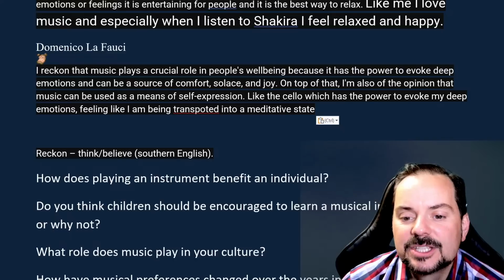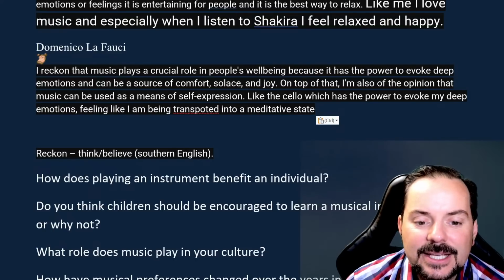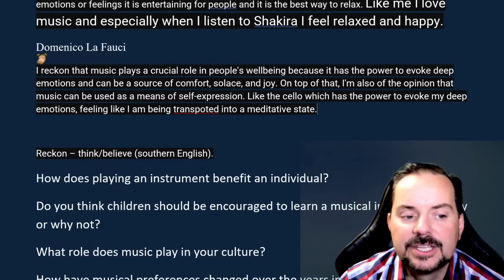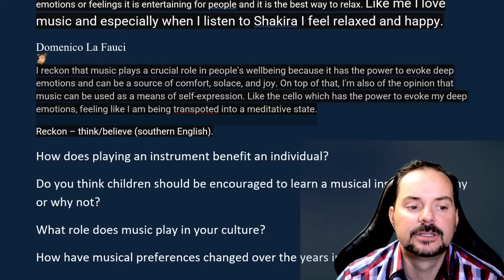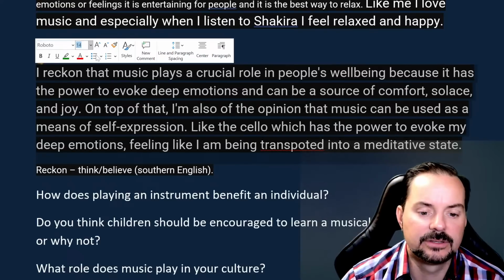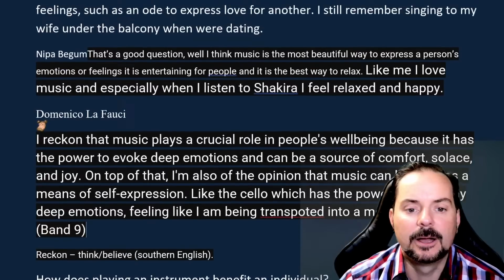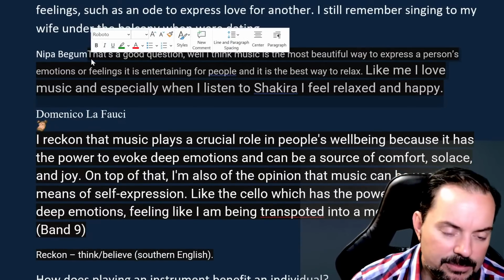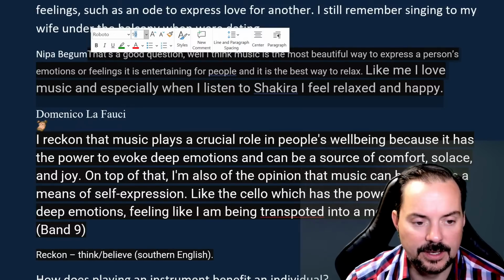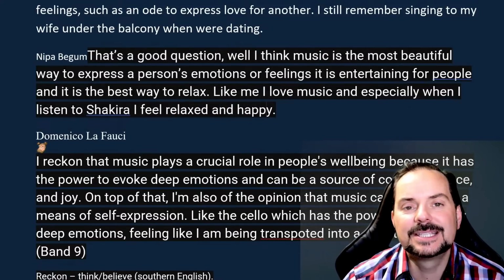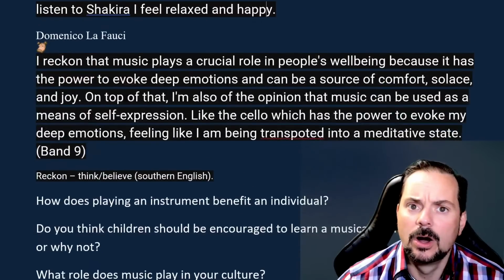Like the cello, which has the power to evoke my deep emotions of feeling like I'm being transported into a meditative state. Very nice, Domenico. I like it. That's a band 9 answer, said fluently. Okay. Nipa, yours without the specific example would have been about a band 6.5. Okay. With the example, with those corrections, we can boost that to a 9. Okay. All right, let's keep going.